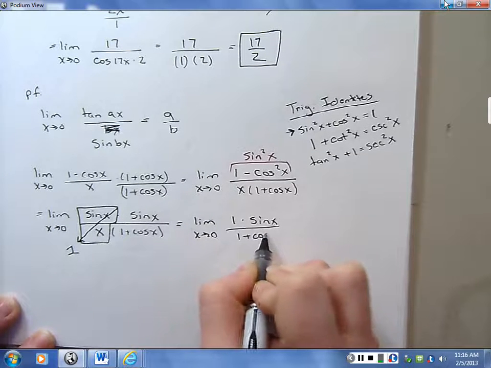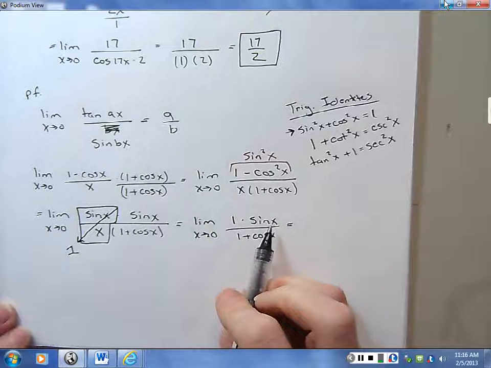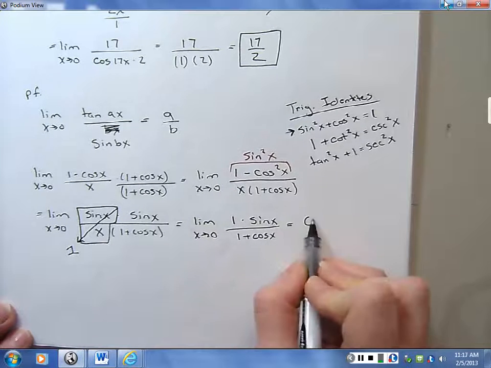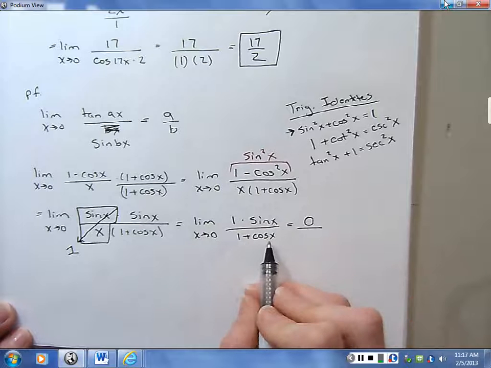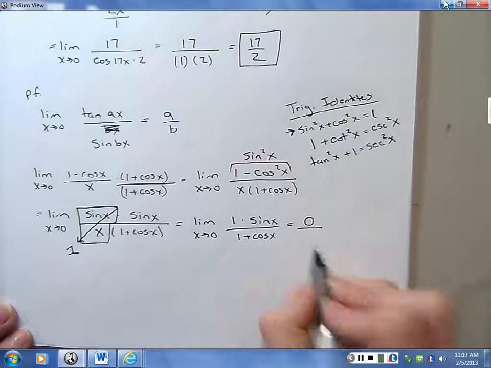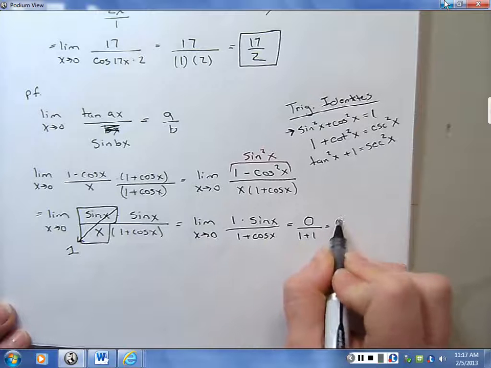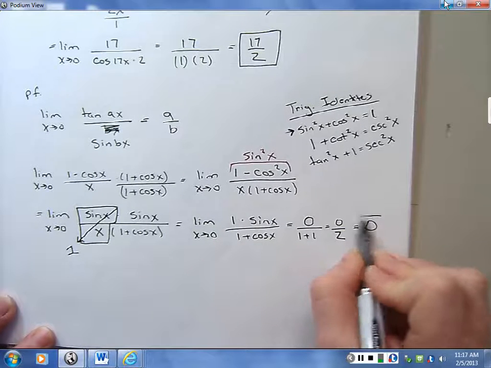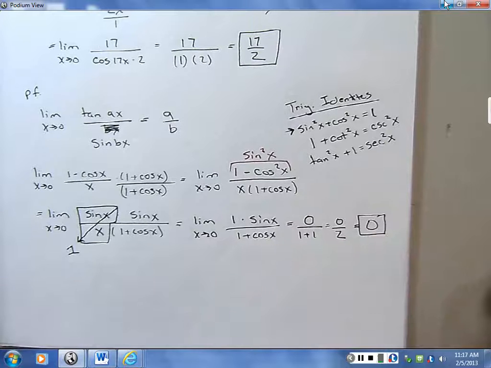What's sine of 0? 0. What's 1 plus cosine of 0? 2, because cosine of 0 is 1. So I have 1 plus 1, 0 over 2. What is 0 over 2? 0. 0 over 2, perfectly fine. 2 over 0, you got a problem.